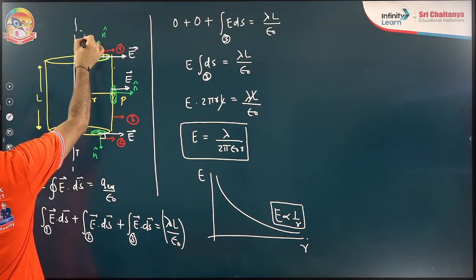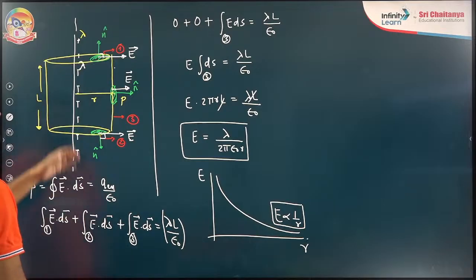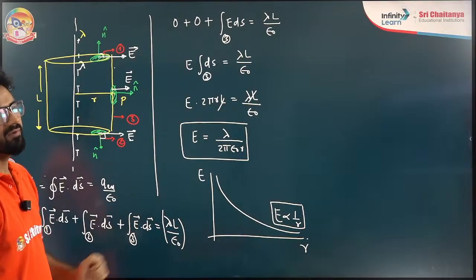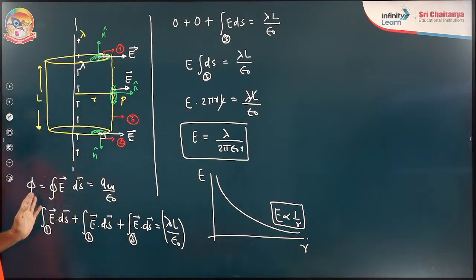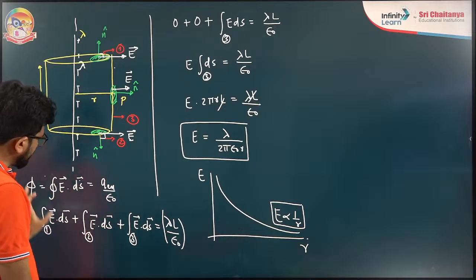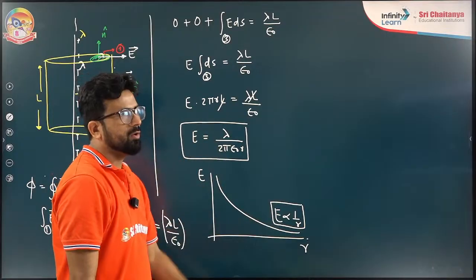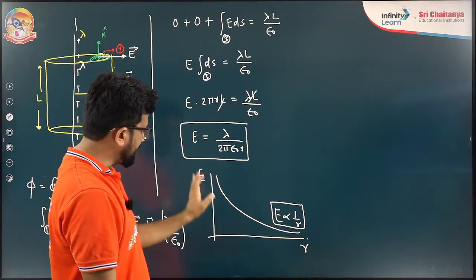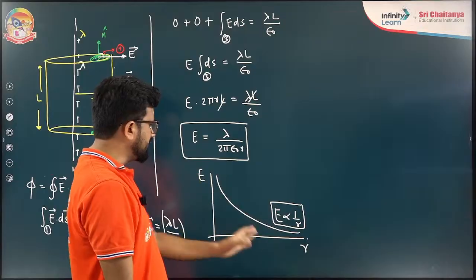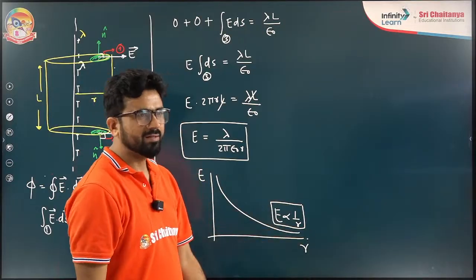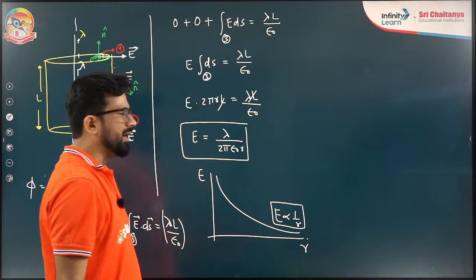we want to calculate, due to this lambda, the electric field at a distance r. So we used the closed integral of E dot ds equals q enclosed by epsilon, and using this concept we got the result E equals lambda by 2 pi epsilon r. And in the E versus r curve, E is inversely proportional to r. This was the basic thing we discussed.